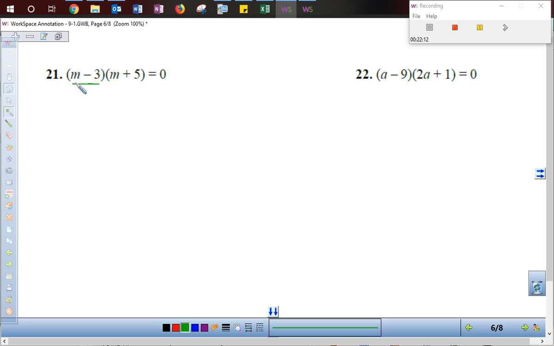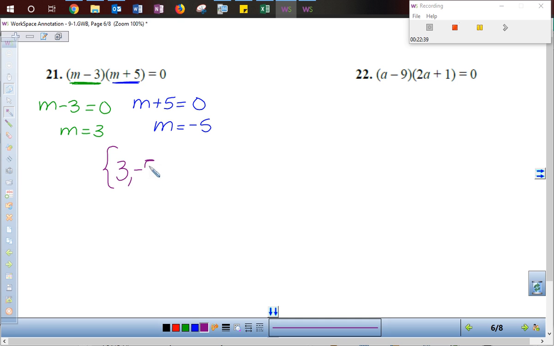So I can take my first term, which is m minus 3, and set that equal to 0. Then I can take my second term, which is m plus 5, and set that equal to 0. Now if m minus 3 equals 0, I can add 3 to each side, and m equals 3. If m plus 5 equals 0, I can subtract 5 from each side, and m equals negative 5. So my answers are 3 and negative 5.